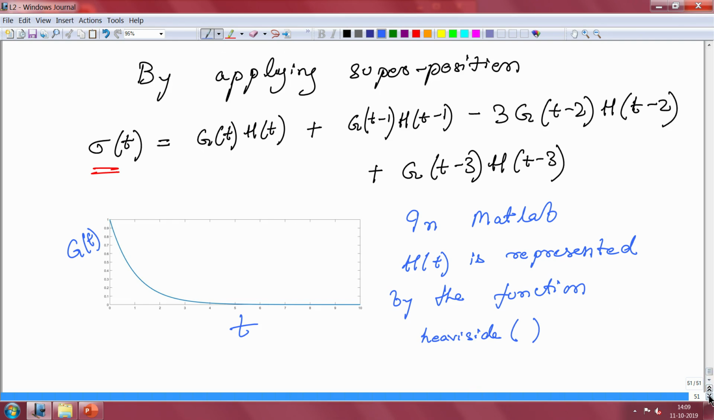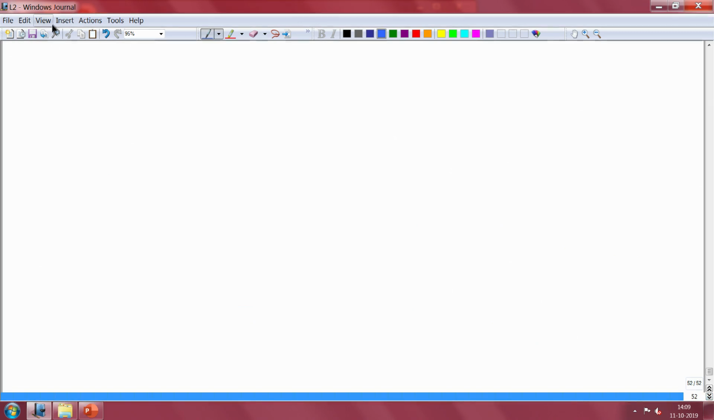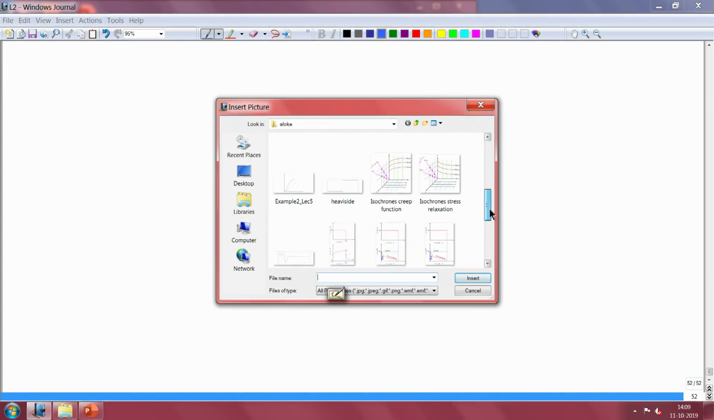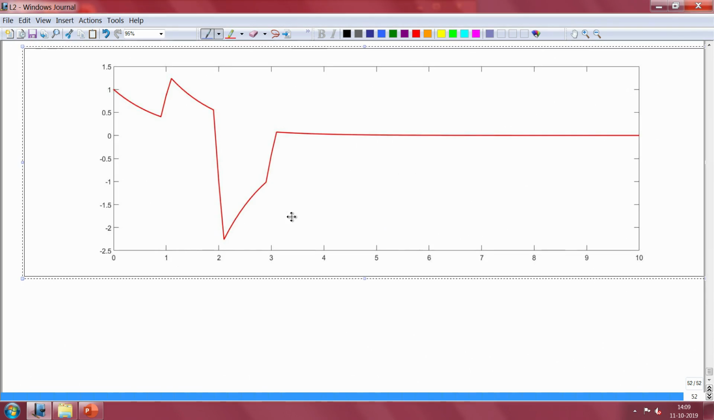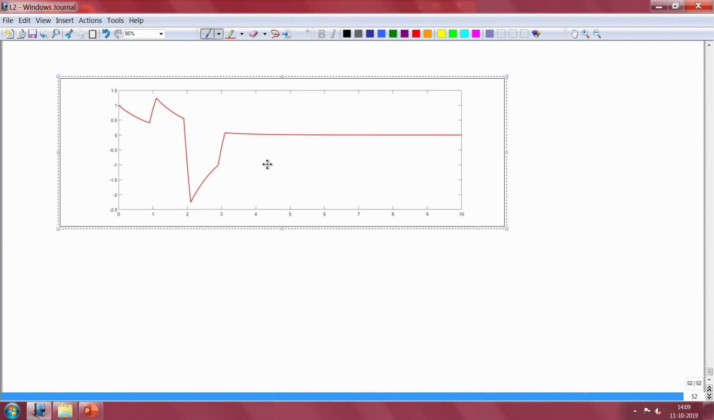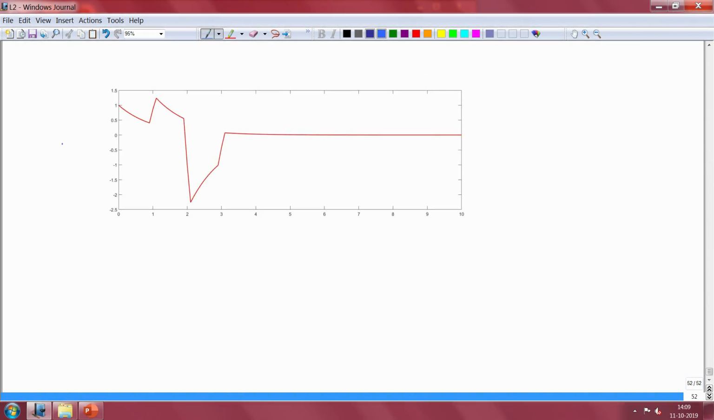So, if you do this, and if you write those equations, you will end up with a curve like this. This curve takes a value of 1 and then it decreases, and then at t equal to 1 there is a sudden increase, then it goes down, and then finally it is decaying to 0 over time.